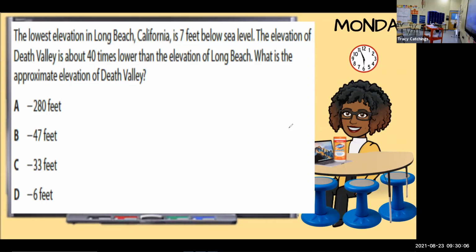All right, it reads: The lowest elevation in Long Beach, California is 7 feet below sea level. The elevation of Death Valley is about 40 times lower than the elevation of Long Beach. What is the approximate elevation of Death Valley? Was anyone able to create an expression?